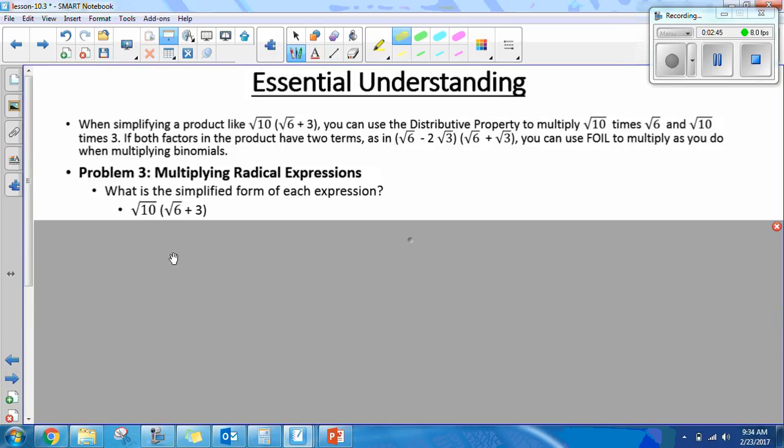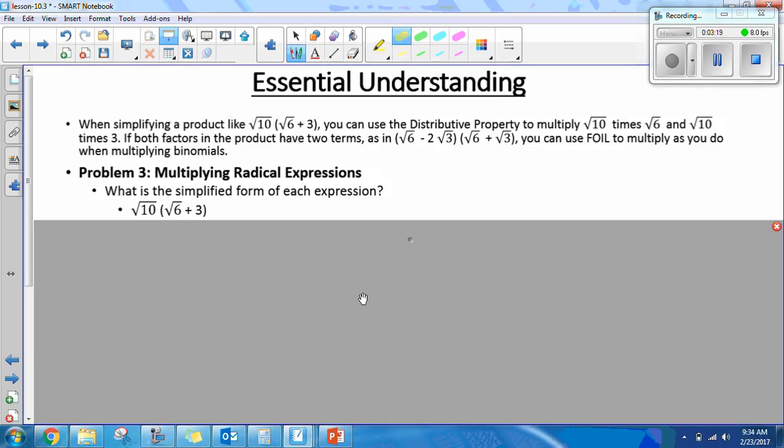When simplifying a product like radical 10 times the quantity radical 6 plus 3, you can use the distributive property to multiply radical 10 times radical 6 and radical 10 times 3. If both factors in the product have two terms, as in radical 6 minus 2 radical 3 times the quantity radical 6 plus radical 3, you can use the FOIL method to multiply as you do when multiplying binomials.